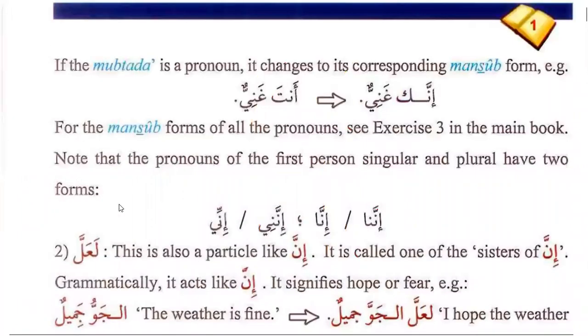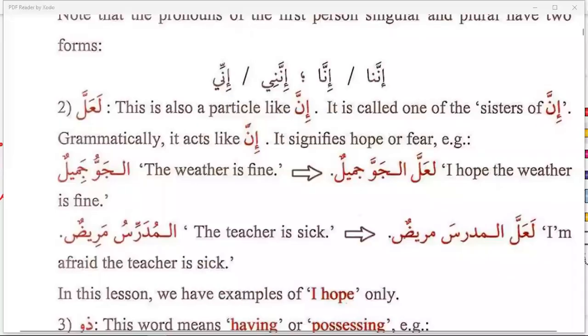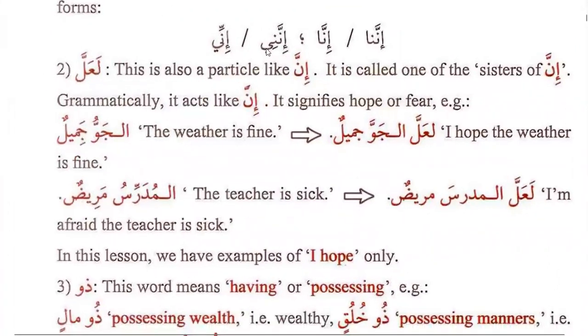Then we have the particle la'alla. La'alla is the sister of inna. This means all the rules of inna that you have studied before, like after the addition of inna, mubtada becomes mansub, will be applied on la'alla also. So the rules of la'alla and inna are the same because both are sisters. After the addition of la'alla, mubtada becomes mansub and we always use the mansub form of the pronoun with la'alla.